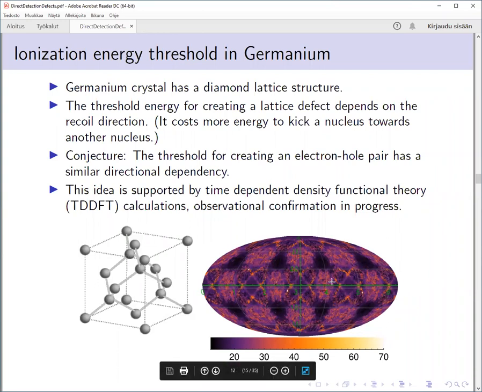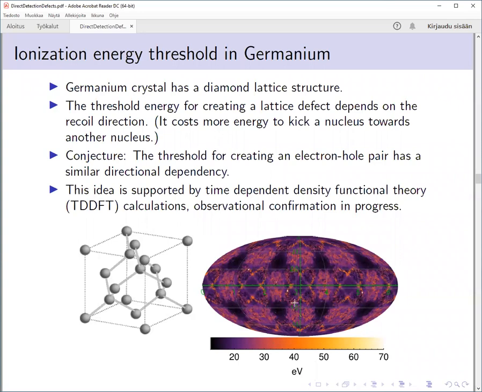So we started looking at germanium because indeed many of these experiments that have very low thresholds use germanium. So this was something that we wanted to start with, but indeed we have also looked into different materials. So here you see in this figure, in color code, the threshold energy for creating this kind of lattice defect in the crystal. So if you hit an atom in a given direction, how much energy must you give it for the atom to move away from its lattice site and to remain there?